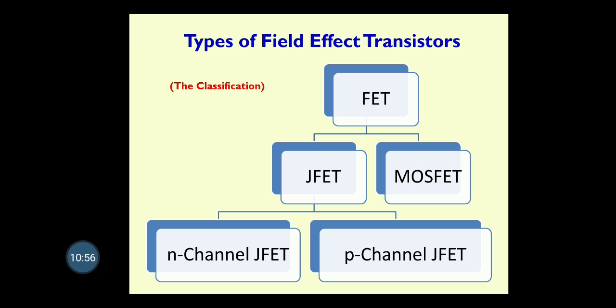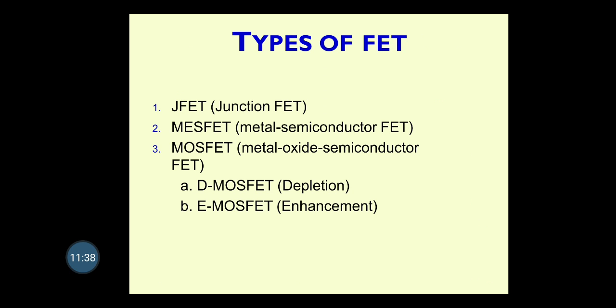Now we have covered the introduction of JFET and also the VI characteristic of JFET. Now we will move to study the different types of classification of field effect transistor. The field effect transistor is classified as JFET and MOSFET. JFET, junction field effect transistor, we have studied, is classified as N channel JFET and P channel JFET. We have already studied JFET, and now we are going to study MOSFET.